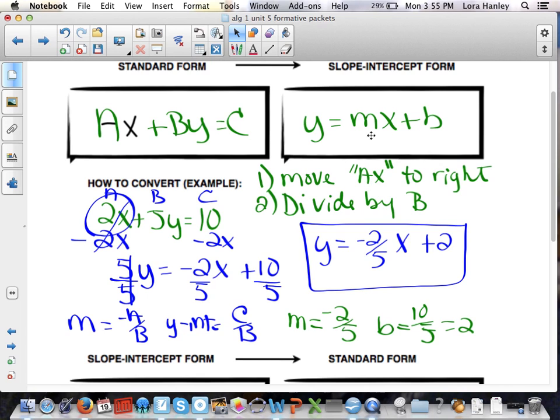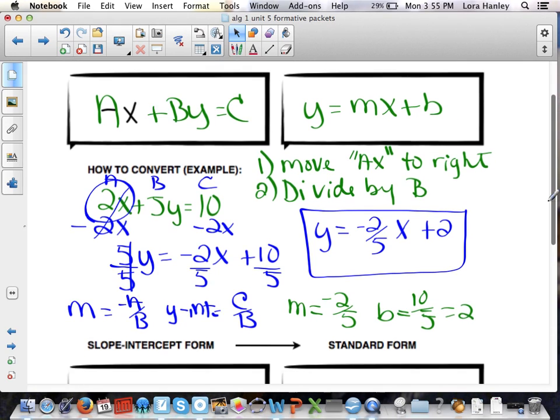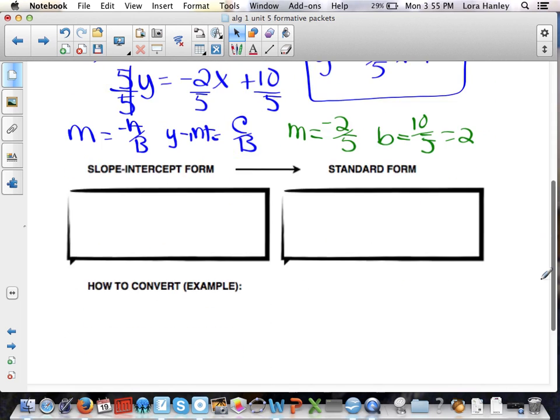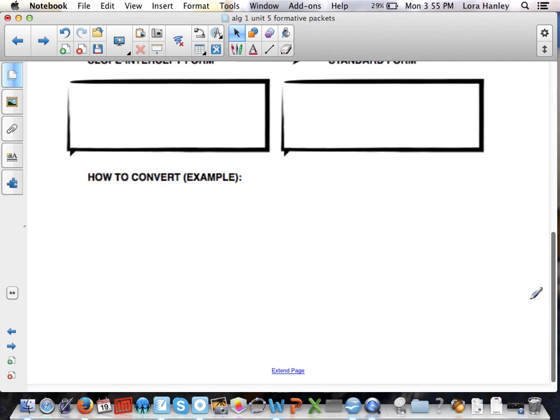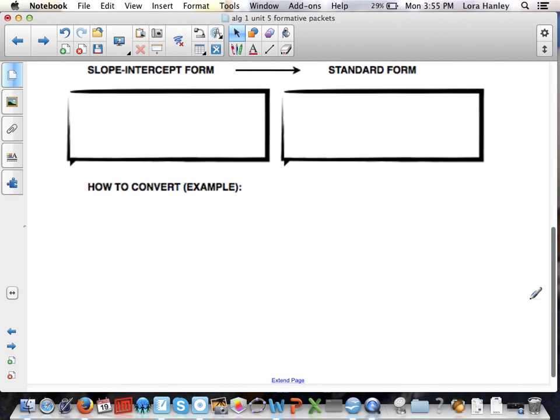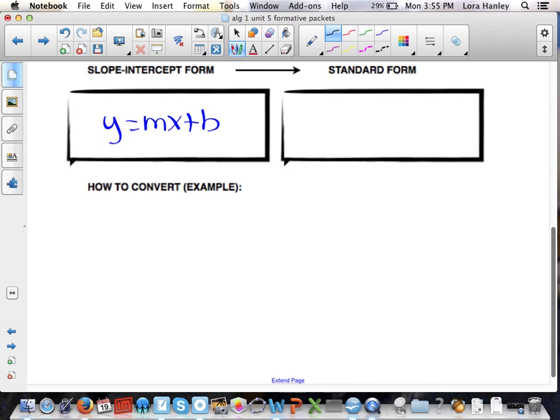Let's look at the reverse of that. What if I want to change from slope-intercept form into standard form? So slope-intercept form is mx plus b, and standard form is, again, ax plus by is equal to c.